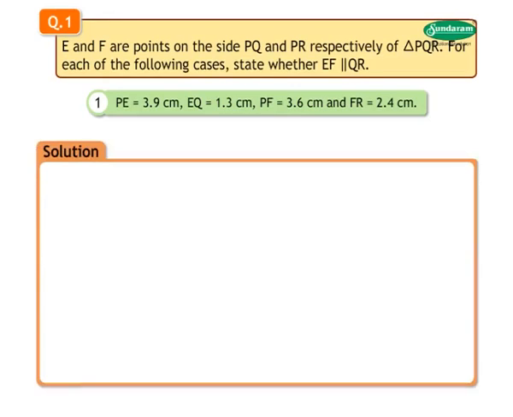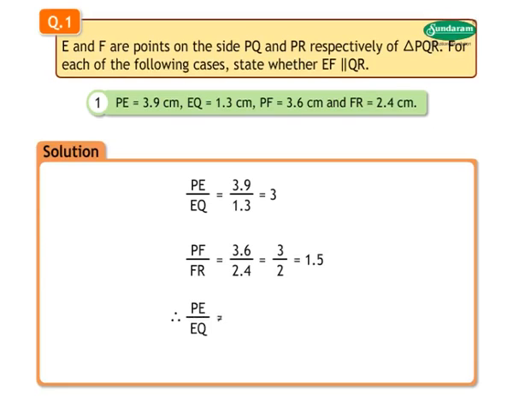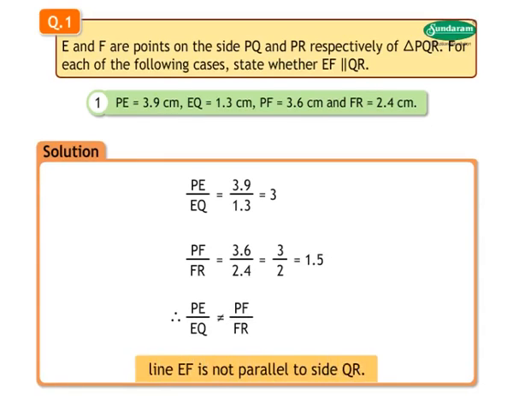Solution. PE upon EQ is equal to 3.9 upon 1.3 is equal to 3. Now, PF upon FR is equal to 3.6 upon 2.4 is equal to 3 upon 2 is equal to 1.5. Therefore, PE upon EQ is not equal to PF upon FR. Hence, line EF is not parallel to side QR.